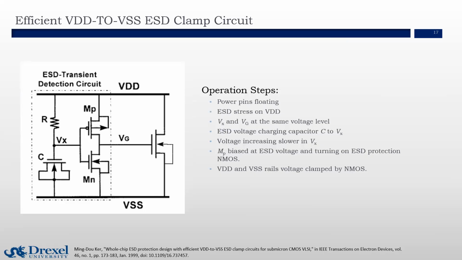So after we turn on MP, Vg is charged to the ESD stress voltage, and the gate voltage of this NMOS will be larger than the threshold. So we turn on this NMOS, and the ESD current passes through the NMOS. Hence, we release the ESD current from the VDD through this NMOS.